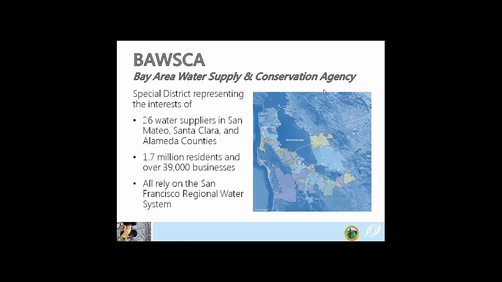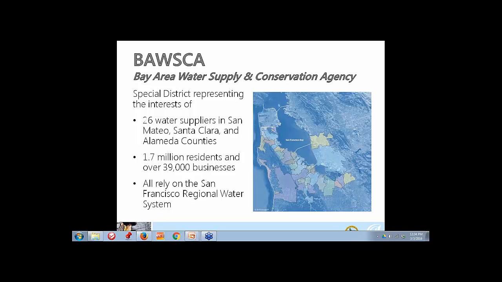So the Bay Area Water Supply and Conservation Agency, BAWSCA, has provided most of the content for this portion of today's presentation. So I just wanted to give them a quick shout out. To give you a little bit of background about BAWSCA, they're a special district representing interests of 26 water suppliers, primarily in San Mateo County, but also a few water suppliers in Santa Clara and Alameda counties.